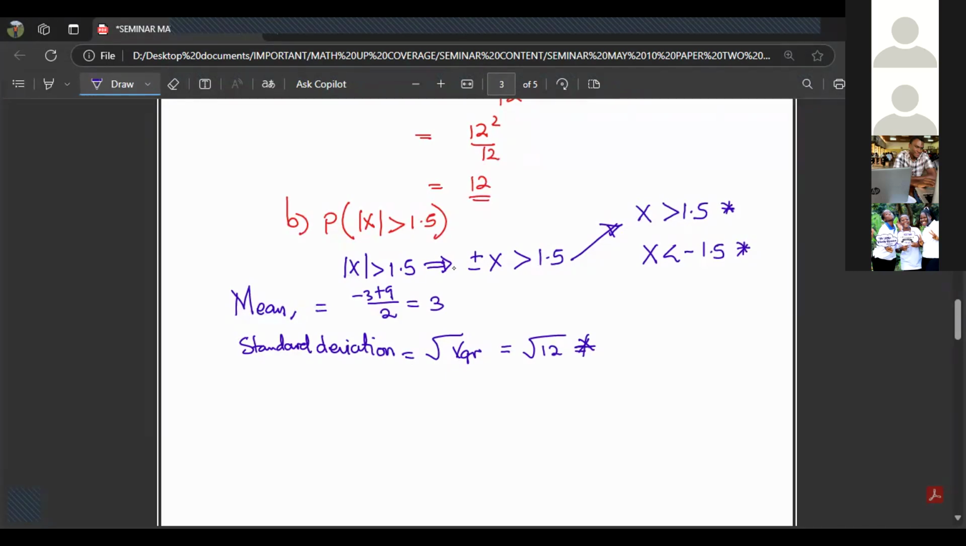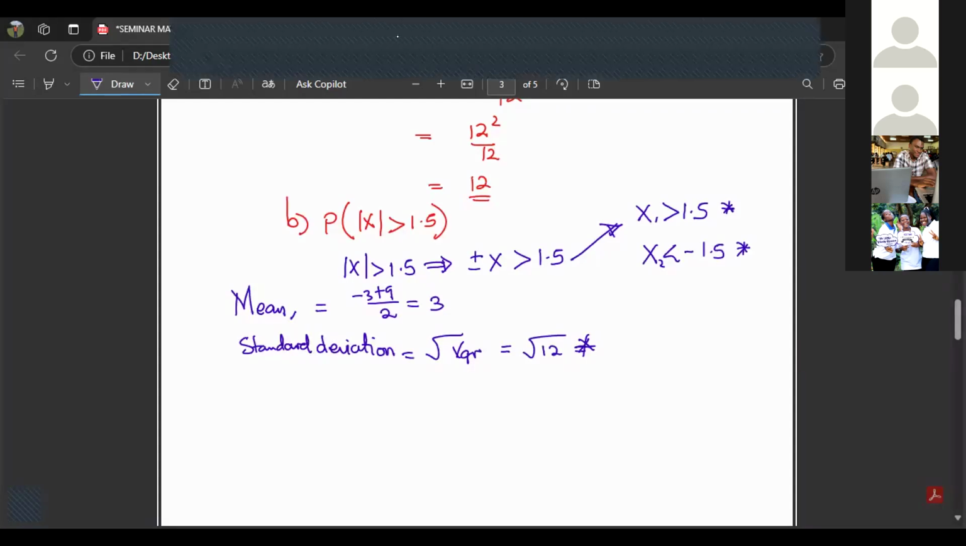So in standardizing, we're going to standardize x, and we can call this x1, x2. In standardizing x1, we are getting Z values, which we shall use to help us attain the probabilities using our logbooks.